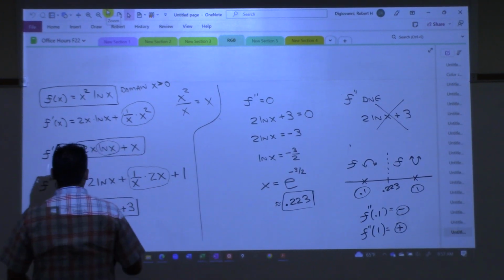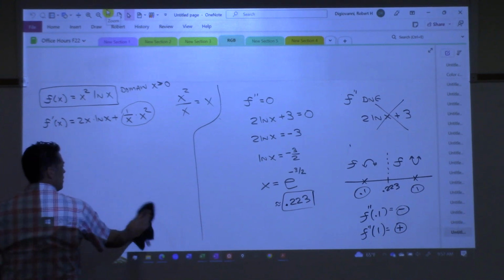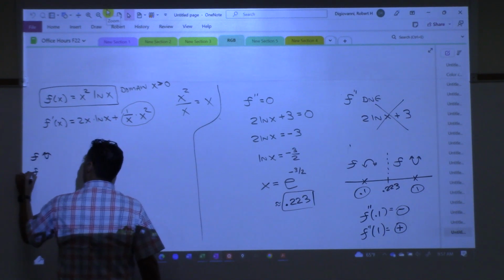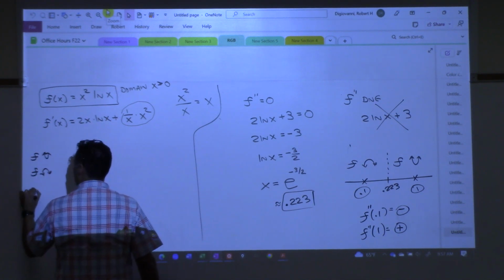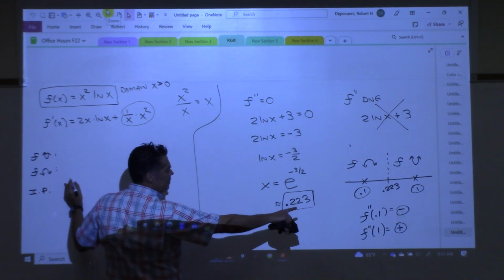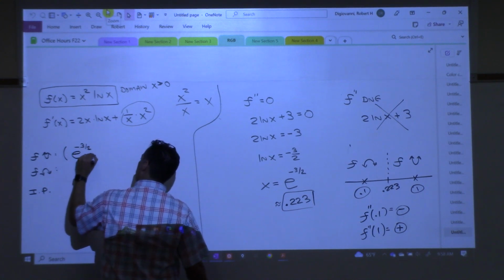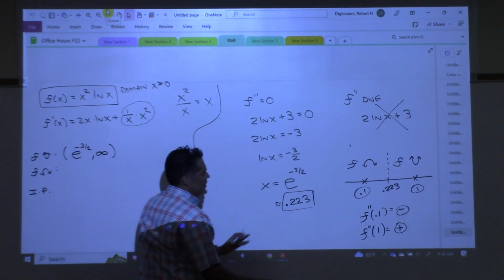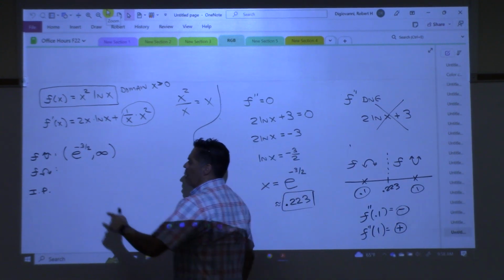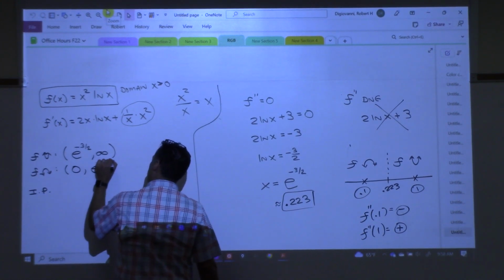And so I think I'm ready to put all this stuff together and get my answer here. Where's the function concave up? Where's the function concave down? And then let's see if I have any inflection points. We're concave up to the right of e to the negative 3 halves. Right? Over here, we're concave up. We're concave down from 0 to e to the negative 3 halves.